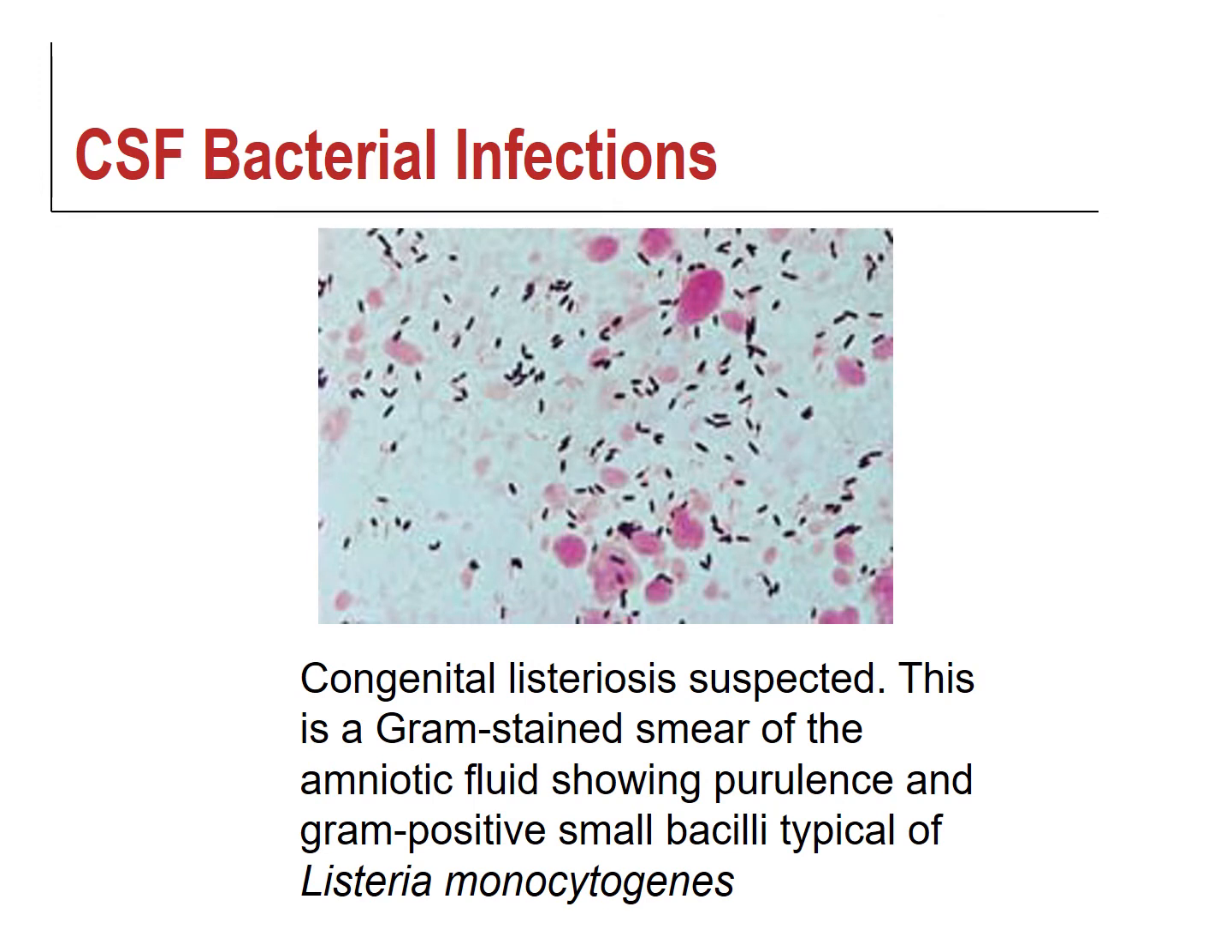This is an image of suspected congenital listeriosis. As you can see here, this is a Gram stain smear of the amniotic fluid showing purulence, white blood cells, and gram-positive small non-spore-forming bacilli typical of Listeria monocytogenes. As you may recall, Listeria monocytogenes is a gram-positive, non-spore-forming, small rod.